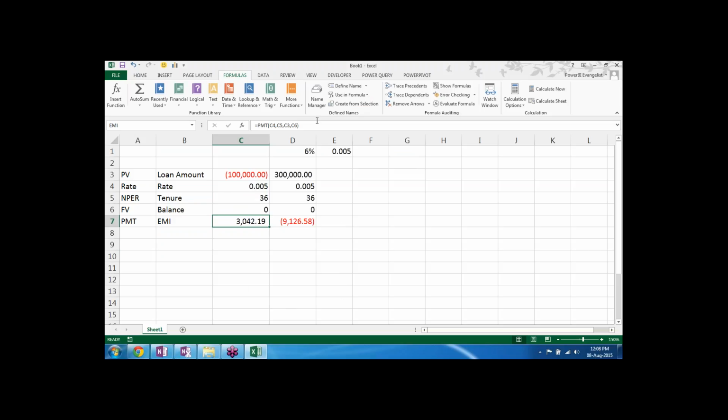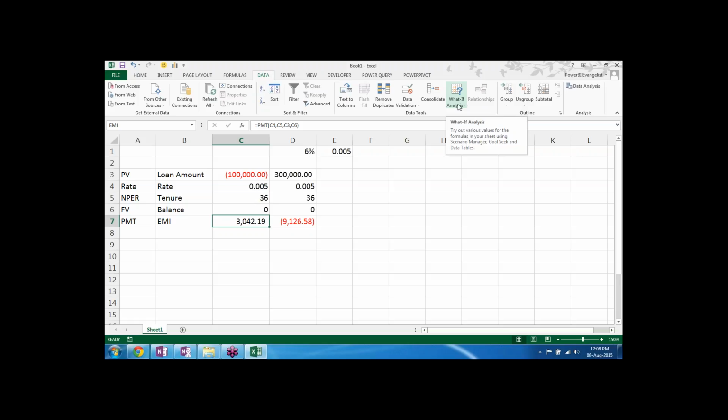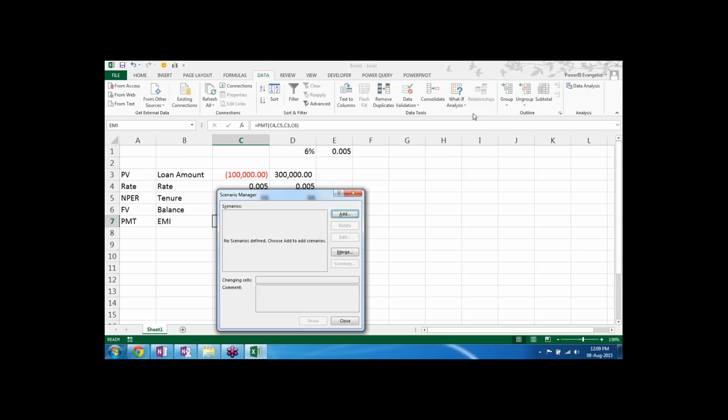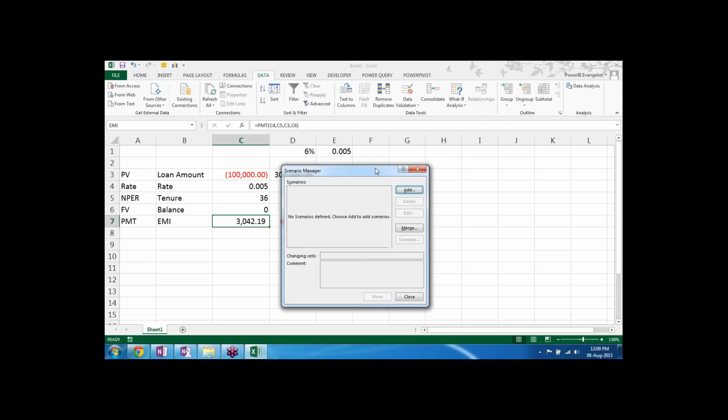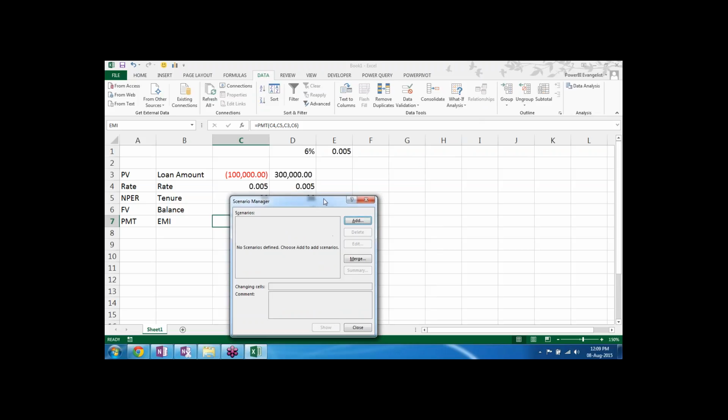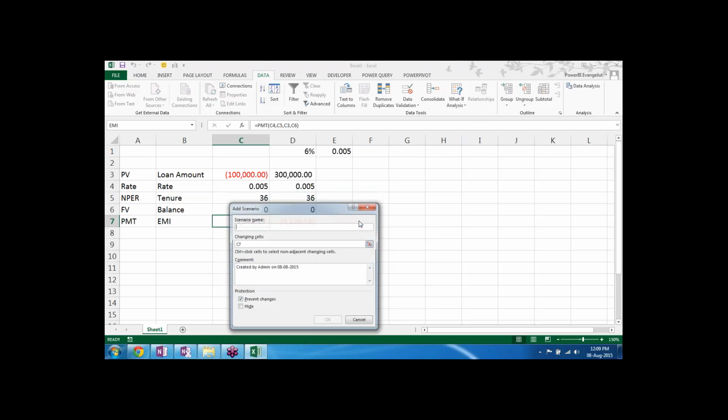So a scenario can be done using the Data option. It is similar to Goal Seek. You go to What-If Analysis, you say Scenario Manager. Whatever we have done in Goal Seek, that can be added. So I can add multiple scenarios. So let's say the first scenario, if I just put it as a name, scene 1. Scene 1. I say that by changing cell.